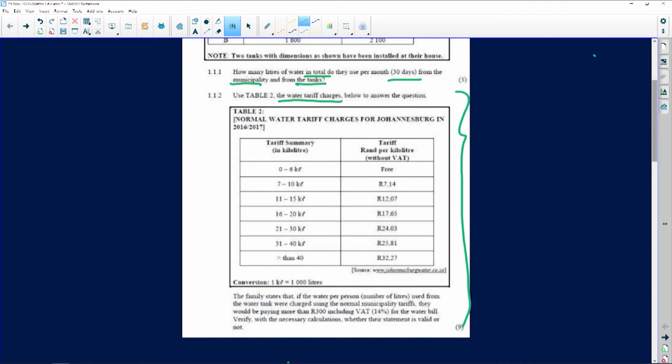Sometimes it will be an electricity tariff. So you do it exactly the same, guys. Don't panic if it's a different type of tariff that you are seeing. It says below and answer the following questions. Normal water tariff charges for Johannesburg.